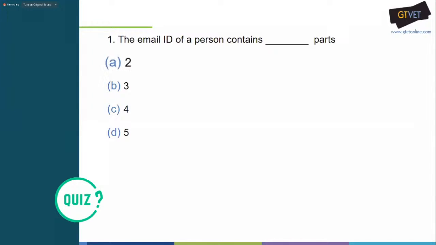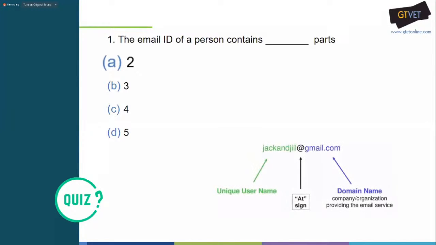There are 2 parts. 2 parts means every mail ID, normally, I can show you an example. Like on the screen you can see Jack and Jill @gmail.com. The first part is called the user name part. It should be a unique one. And the second part is the domain part, which is known as the company or the organization providing the email service. If Google is providing it, it is called the Gmail part.